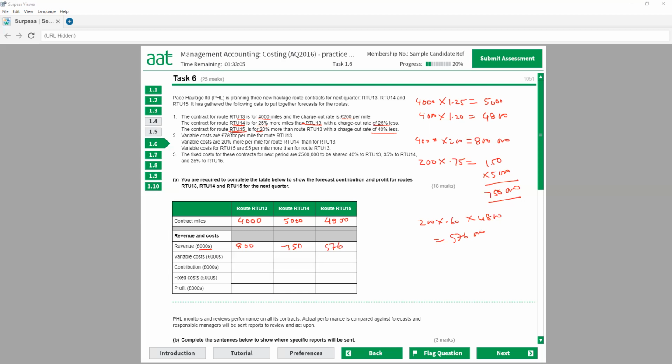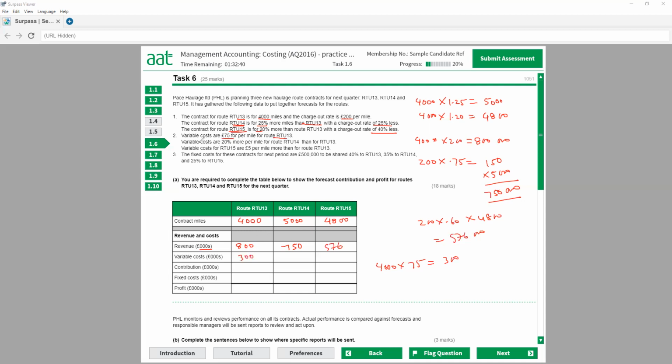The next one, we have the variable cost. They said variable cost is 75 per mile for R13. So let's take this one. For R13, we have 4,000 miles. So 4,000 times 75, which will give you 300,000. So we just take 300.